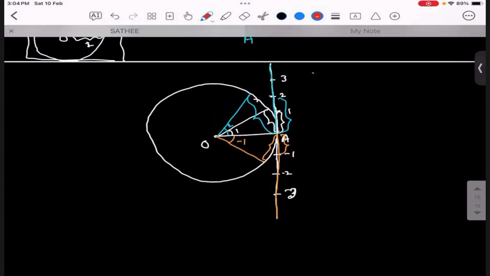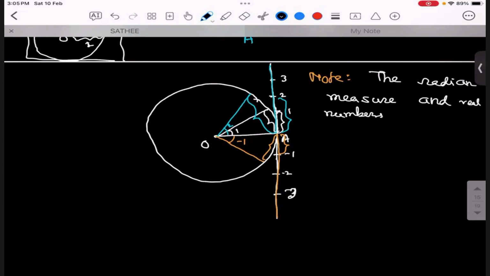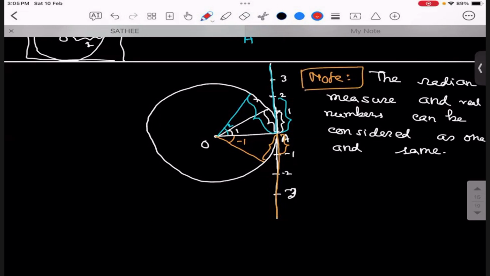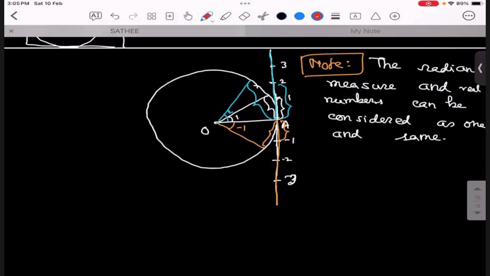So note this thing: the radian measure and real numbers can be considered as one and the same. Okay, so this is our note. So this is the one-to-one correspondence between radian measure and real numbers.